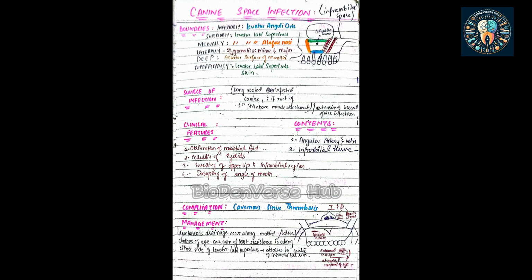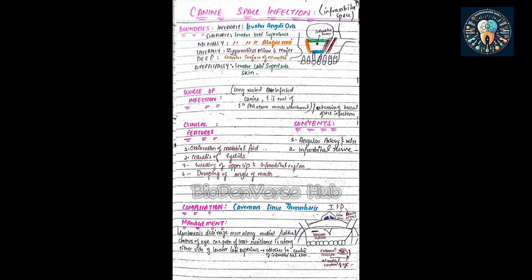We have made a separate video on cavernous sinus thrombosis in which we have detailed the spread of infection through the anterior and the posterior route. So basically the canine space infection can spread to the cavernous sinus through the anterior route. That includes the angular vein present in the canine space.